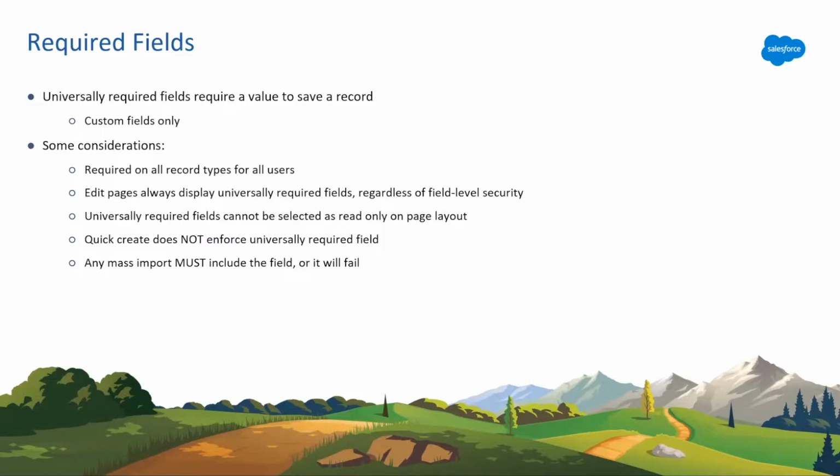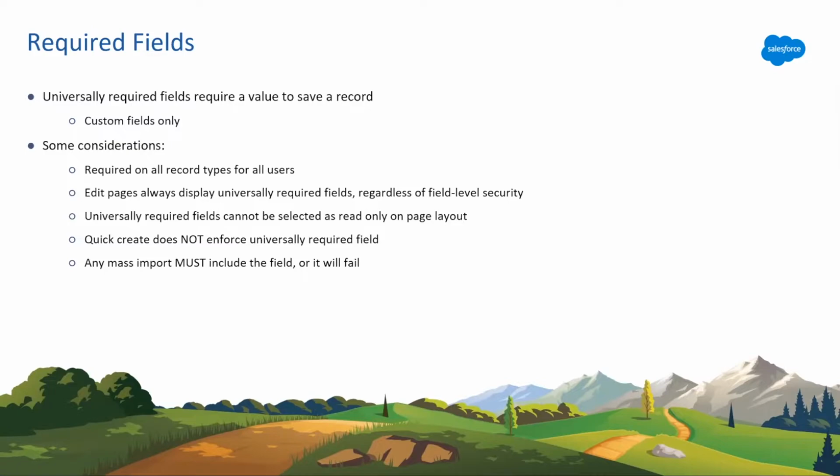When you have a universally required field, it cannot be selected as read only on the page layout. So when you're editing the field on the page layout and you hit the edit option, it will let you mark it as read only or as required. You can't do that for universally required fields. That has to be set at the field level.